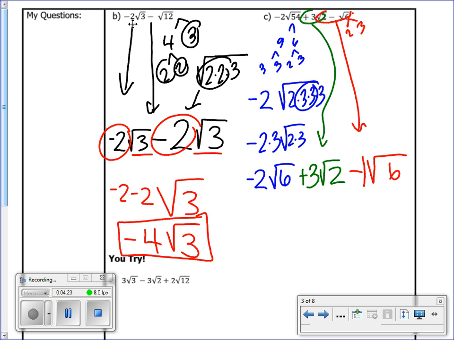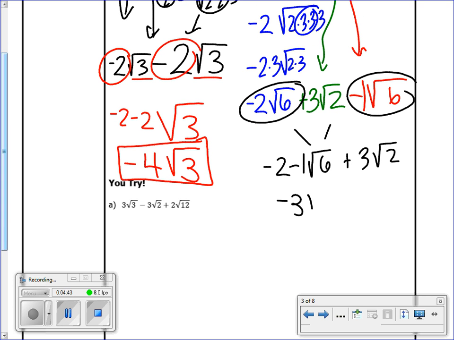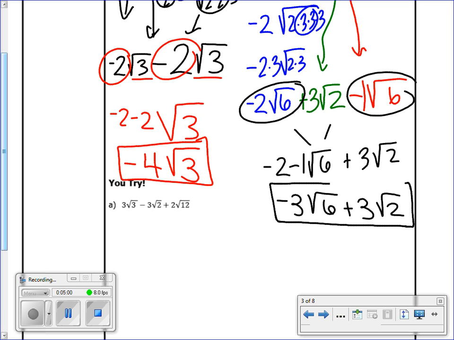Now when we go to combine like terms, negative 6 square root 6 goes with negative 1 square root 6. So it's negative 6 minus 1 square root 6 plus 3 square root 2. Negative 6 minus 1 gives us negative 7 square root 6 plus 3 square root 2. Now I cannot combine negative 7 with a plus 3 because their square roots are not the same. Their radicals are different. One's a radical of 6 and one's a radical of 2. So this is your final answer.